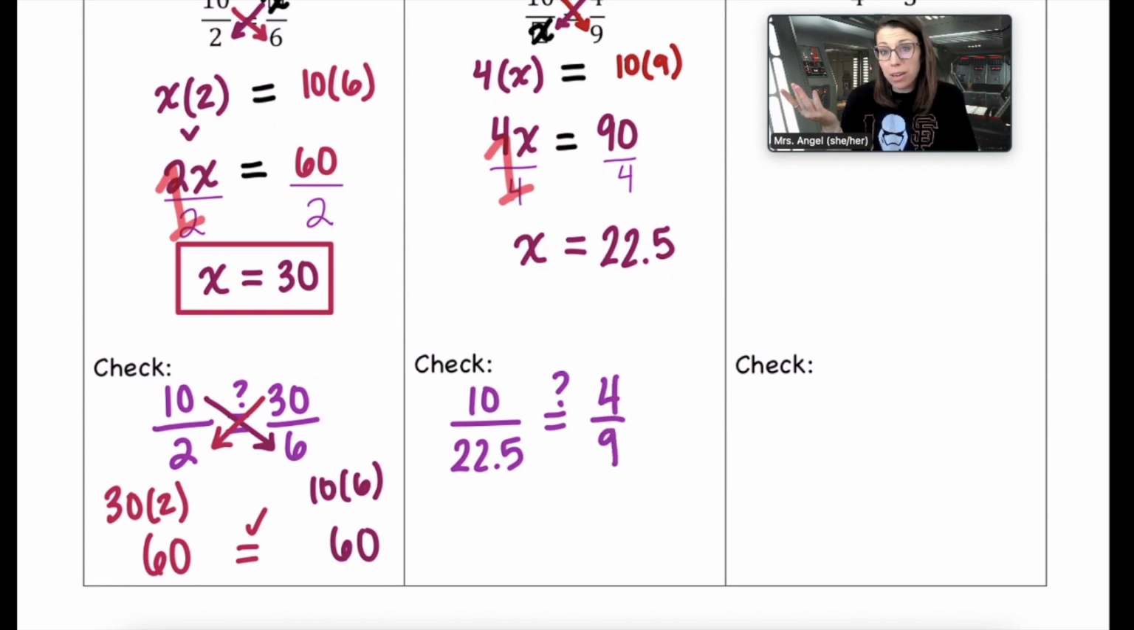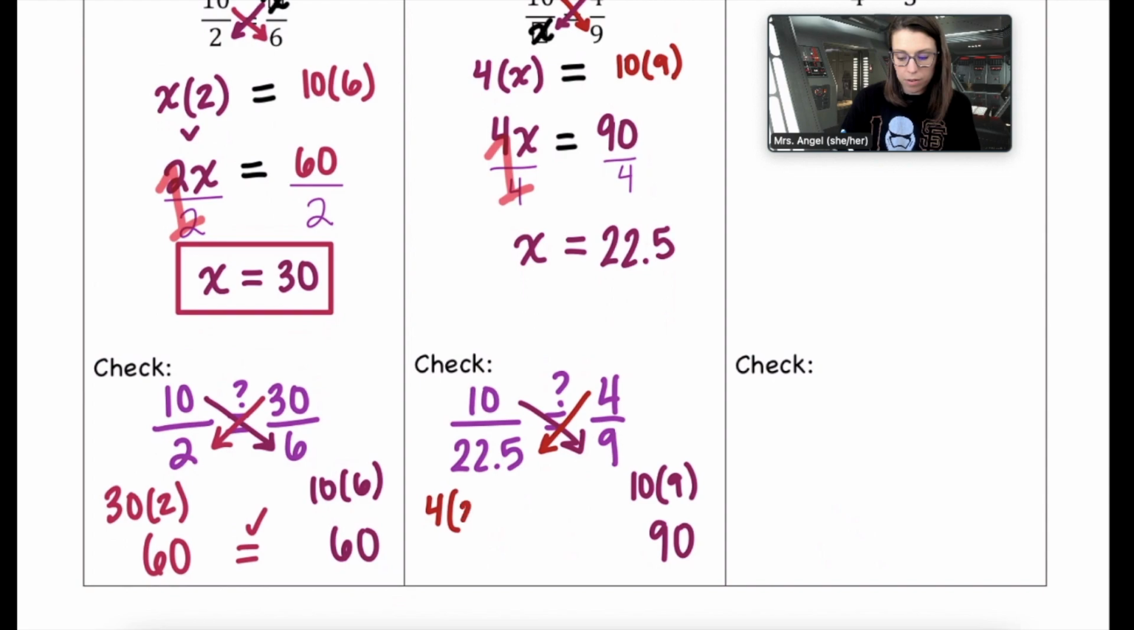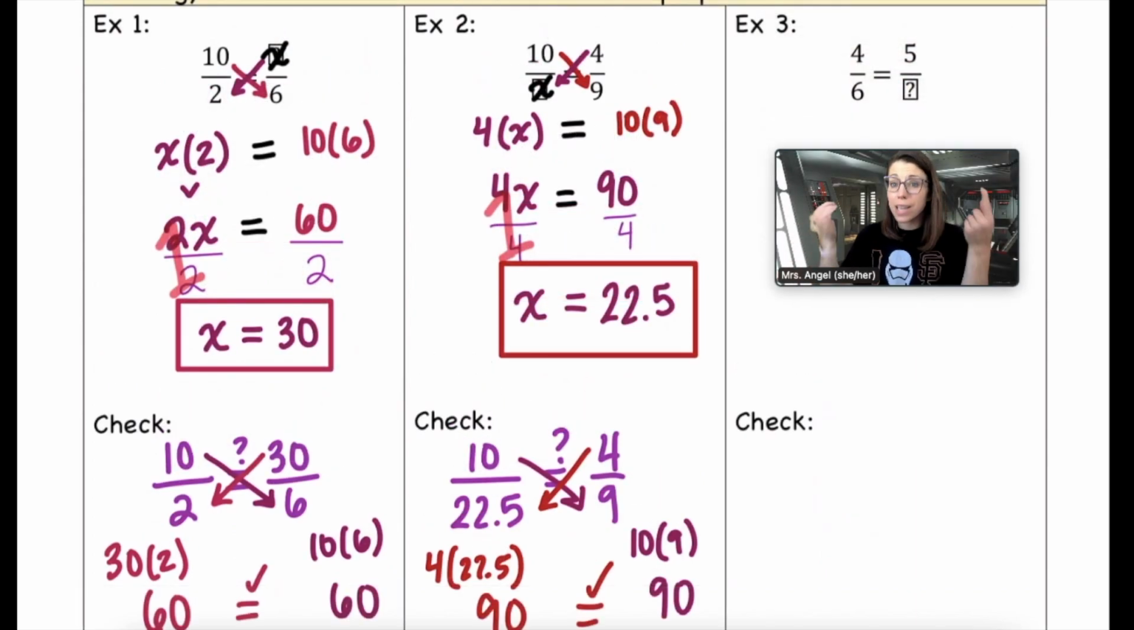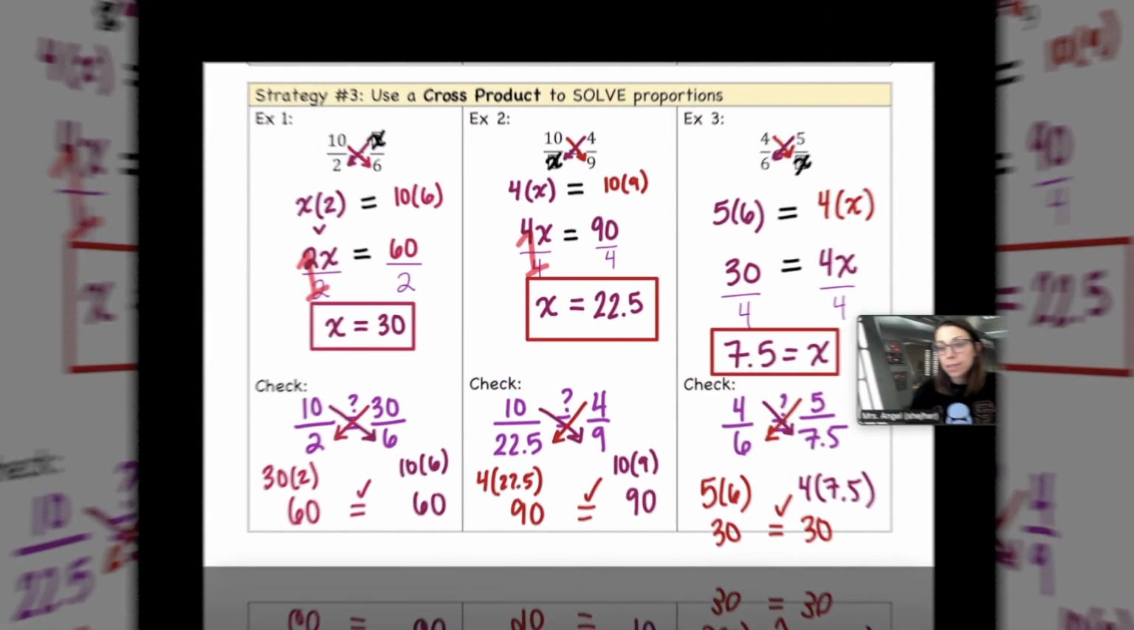Let's use a cross product and check. Let's see. I know 10 times 9, well, that's 90. And 4 times 22.5, it's okay if you grab a calculator to check, but you can take my word for it, that's also 90. So since those are equal, we know that our missing number in our proportion was 22.5. So now that you've seen 2, it's time for you to do 1. Go ahead and try example 3 on your own. Let's see how you did.